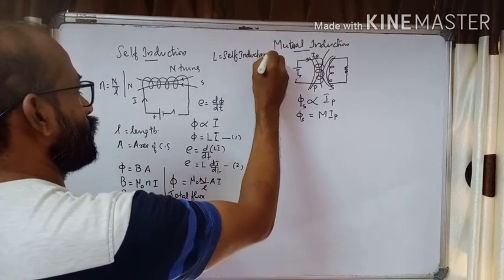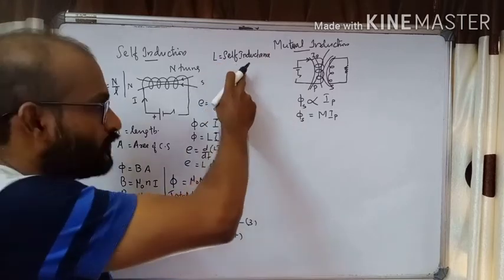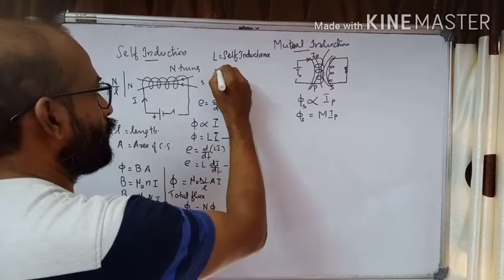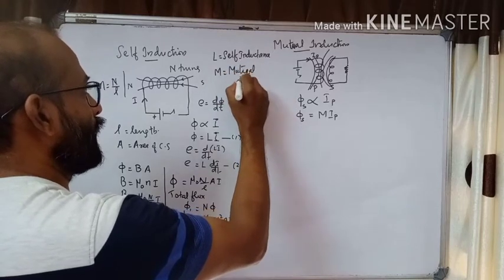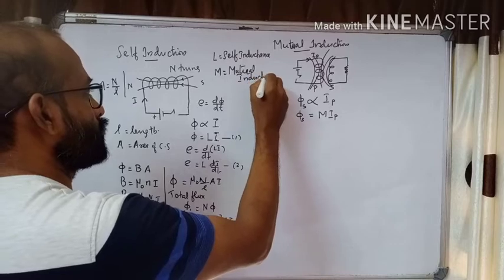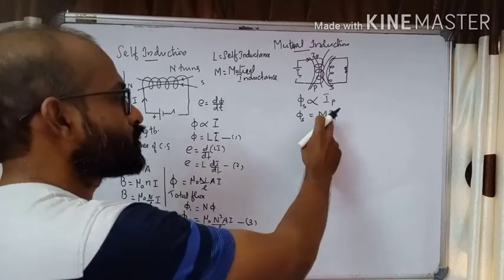Self-inductance, or we can say coefficient of self-induction. Now what is M called? M is called mutual inductance. Okay, mutual inductance. Now we need to get an equation of mutual inductance.